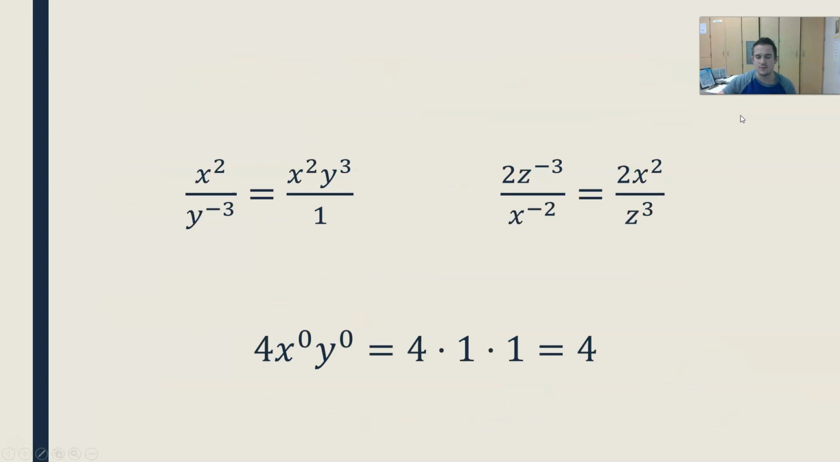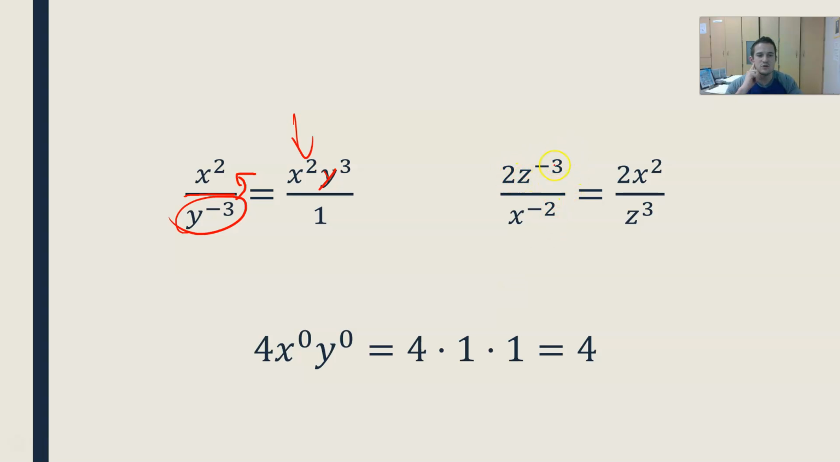So let me show you some examples. Say, x squared divided by y to the negative 3. This y to the negative 3, that negative exponent is going to flip the line and change the sign. So y to the negative 3 comes into the top and becomes y to the positive 3. X to the second power already had a positive exponent, so it's not going to go anywhere. It's just going to stay up there.